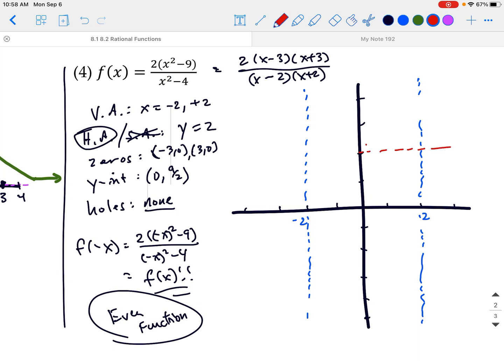Let's go ahead and continue with our asymptote information. So we've got our horizontal asymptote at y equals 2, and then we just need to plot some points here. So let's see, we've got zeros at -3 and 3, so that's nice. And then (0, 4.5) is going to be up here. And that's actually kind of enough to tell us the information, because we know that we are going to be symmetric.